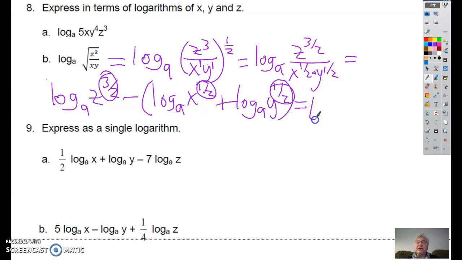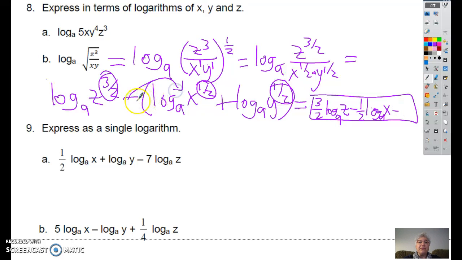So final answer, see if I have room to put it here, 3/2 log base a of z minus 1/2 log base a of x. And then also, because remember with the minus sign in front of parentheses, I distribute the subtraction, 1/2 log base a, oh boy, of y. That should be the final answer.